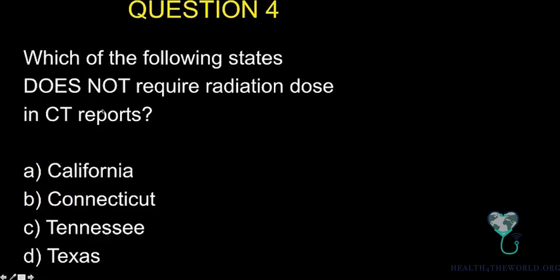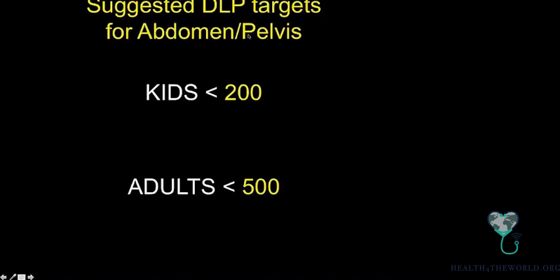Question 4: which of the following states? This is only pertinent to the United States. Turns out that Tennessee does not require, California, Connecticut, and Texas do. So these were the numbers. Once again, they're not perfect, but they're guidelines. And if you have feedback for me, I'd be happy to hear about it. Kids, try and stay under 200. Adults, stay under 500. And again, this is for abdomen, pelvis, single phase.